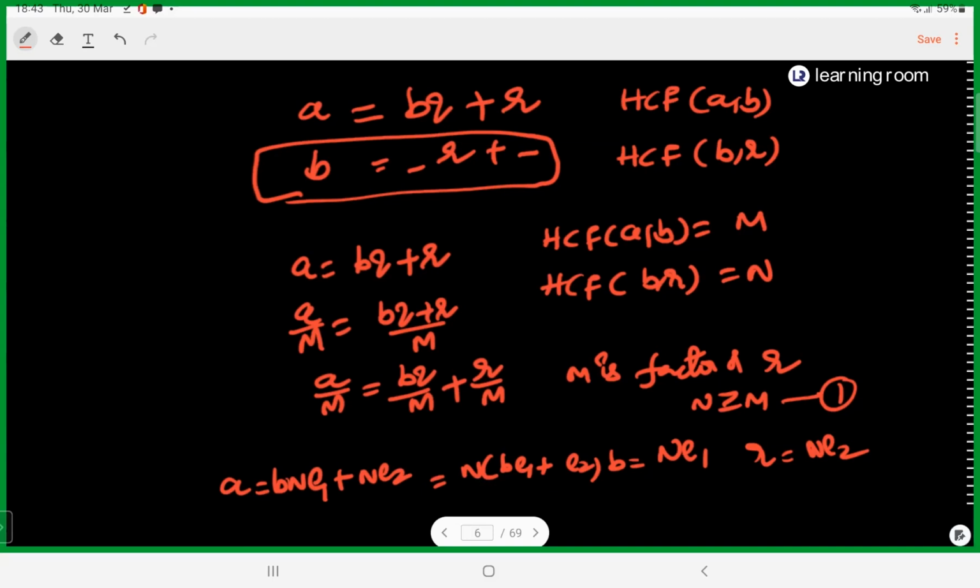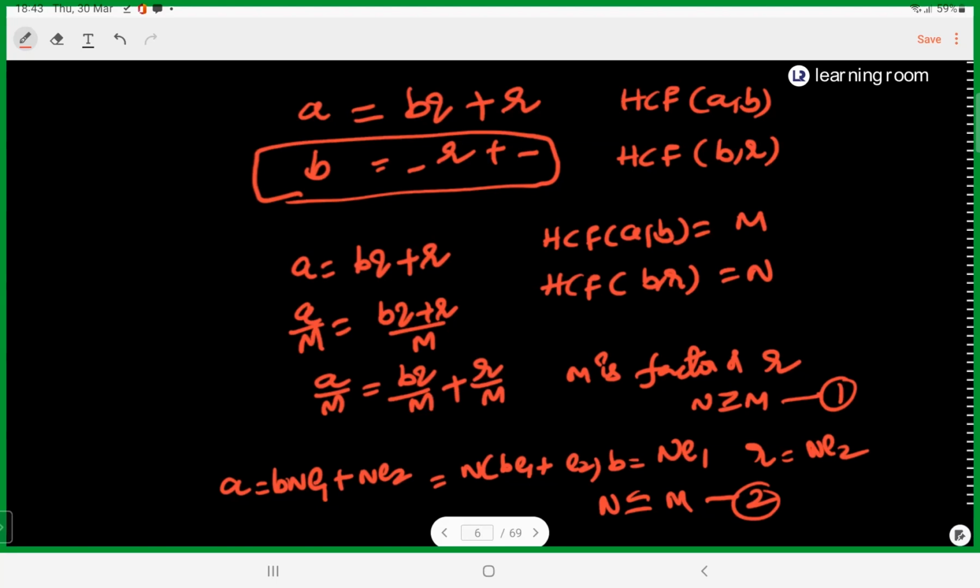So from this we can say that n is a factor of both a and b. n is a common factor of both a and b. So it says that n must be less than or equal to m. This is 2. So from 1 and 2 what we can say, n must be equal to m. So once this is clear, then we can proceed with Euclid's algorithm.